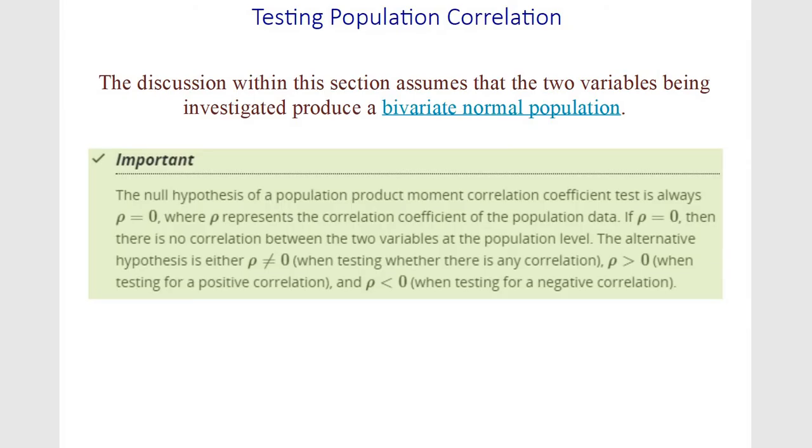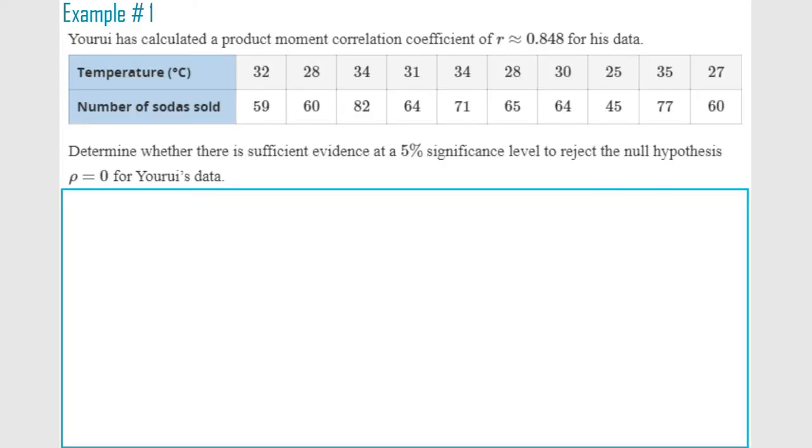All right, so when we're testing population correlation, that's fun to say, we follow it similar to that linear correlation, right? So if p equals 0, there's no correlation. If it's greater than 0, positive correlation, less than 0, negative correlation. Okay? Let's start with an example.